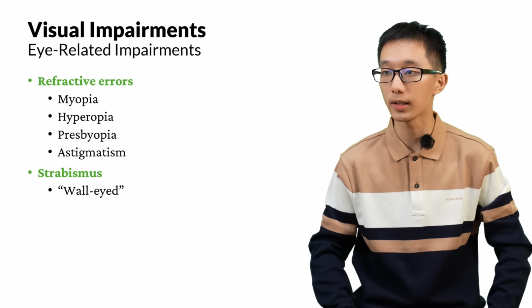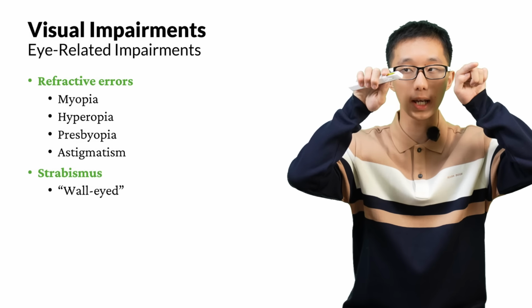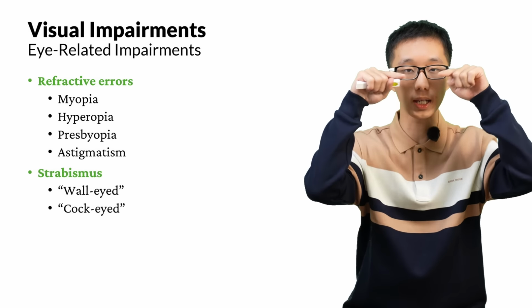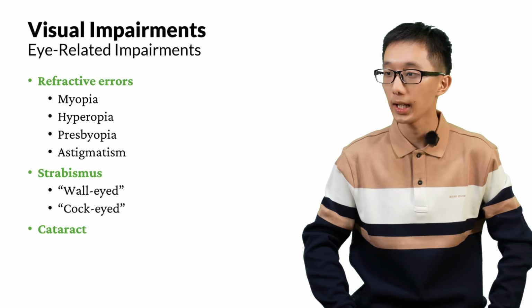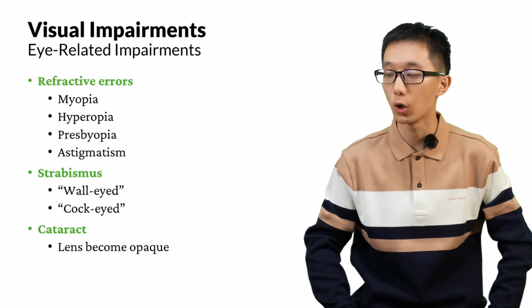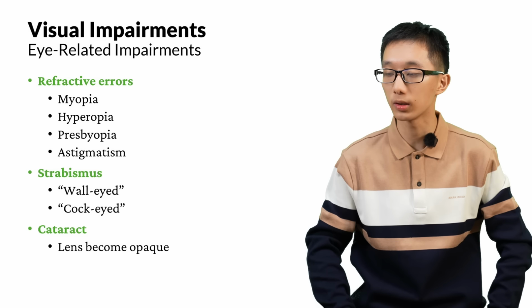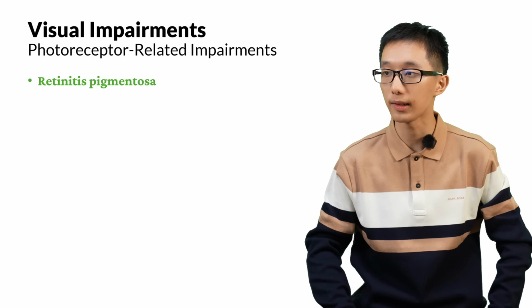This includes wall-eyed, where the eyes are unable to focus and are all looking outward, and cockeyed, where both eyes are looking inward and unable to focus. And cataract. Cataract is the condition where the lens becomes opaque. This usually happens in elderly people, where beta-crystalline and other proteins in the lens become tangled together and become opaque, no longer transparent. In the photoreceptors, we have a disease called retinitis pigmentosa.